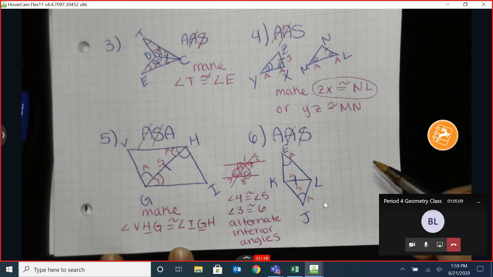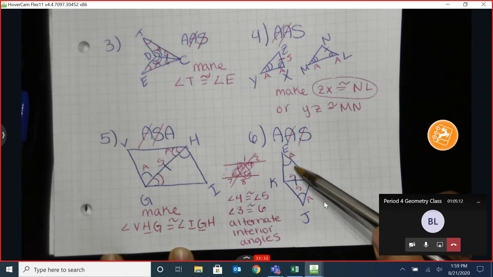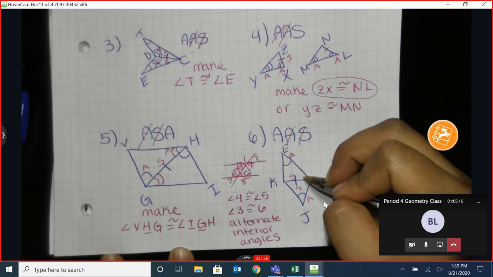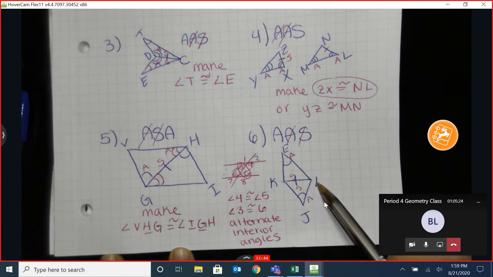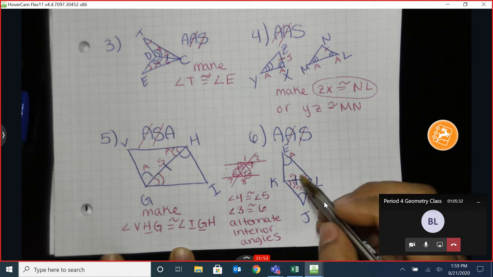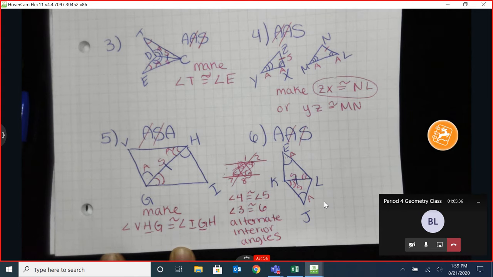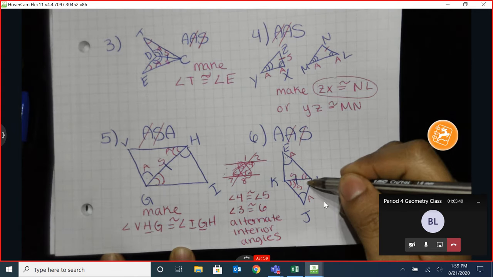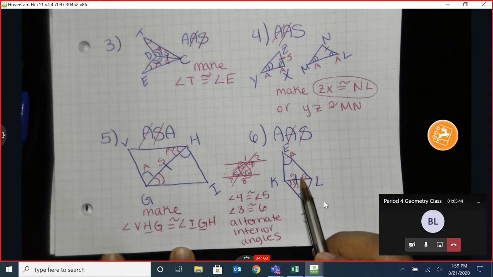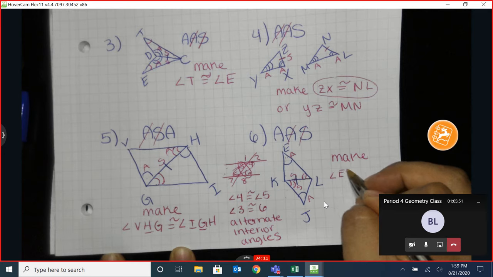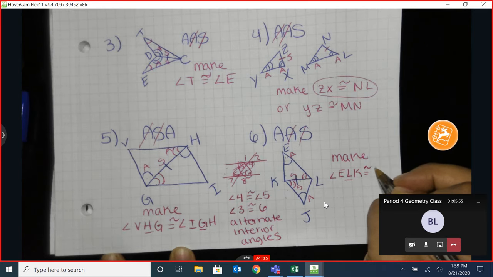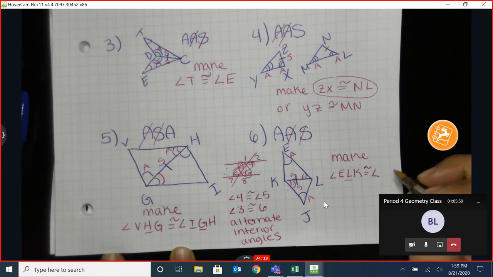Okay, so yes and no. You have an angle and a side, right? You need an angle. So I could say angle, angle, side over here, or angle, angle, side over here. So does it matter which one I choose at this point? No. So I could say that this one is congruent to this one, right? Because of what? Alternate interior angles. But it would also work if I do the other alternate interior angles. But again, I'm choosing to do these two. So I'm going to say make angle ELK, again referring to angle L, congruent to angle LKJ, again referring to angle K.